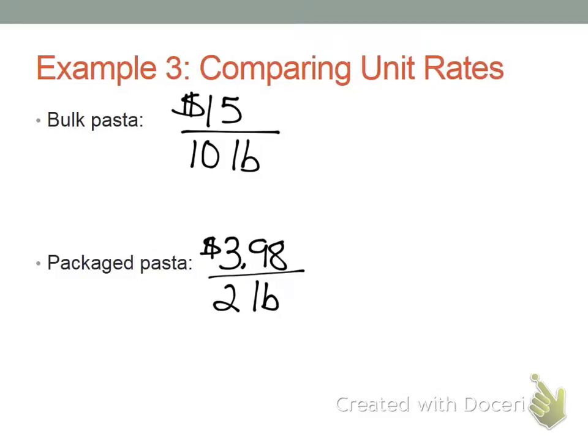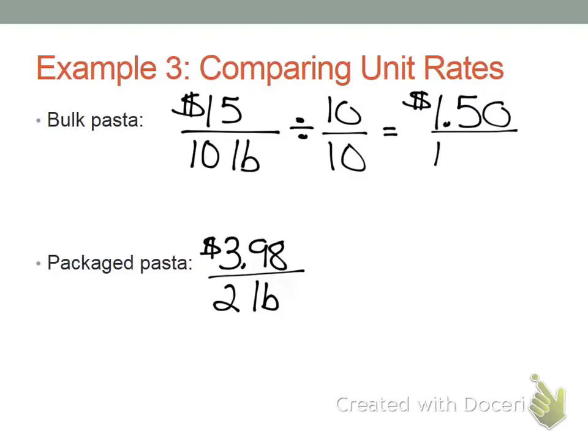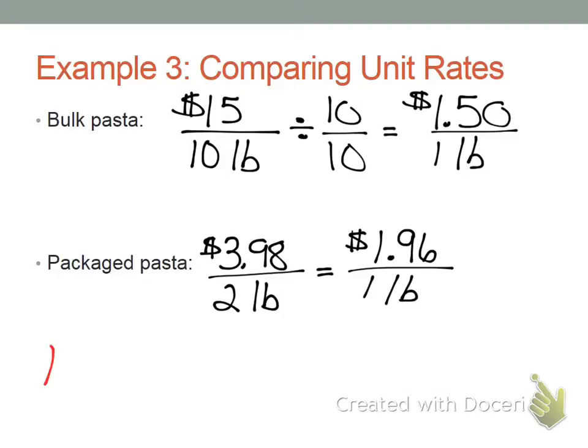Okay, so we divide the first one, top and bottom, by 10. And how much is it per pound? $1.50, yes. Per pound. And then how much is it per pound for the 2 pound? $1.96 per pound. Okay, so which one's the better buy? The bulk pasta. Guys, that's my answer. Bulk pasta is my answer.